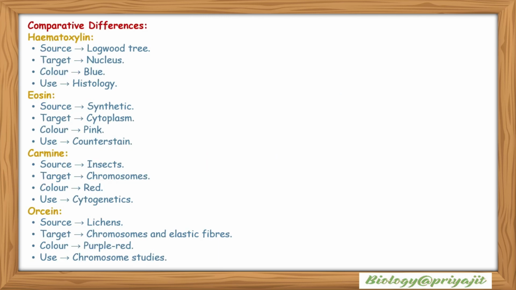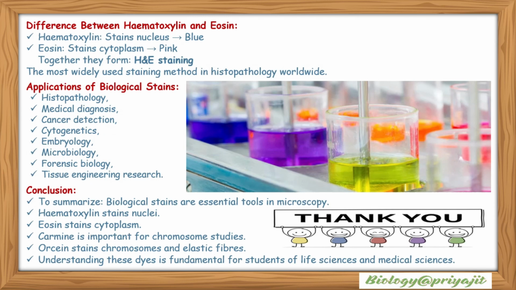Comparative differences: haematoxylin's source is the logwood tree. It targets the nucleus. Color is blue. Used in histology. Eosin's source is synthetic. It targets cytoplasm. Its color is pink. Used in counterstaining together with haematoxylin. Carmine's source is insects. Target is chromosomes. Its color is red. Used in cytogenetics. Orcein's source is lichen. Its target is chromosomes and elastic fibers. It is purple-red in color and it is used in chromosome studies.